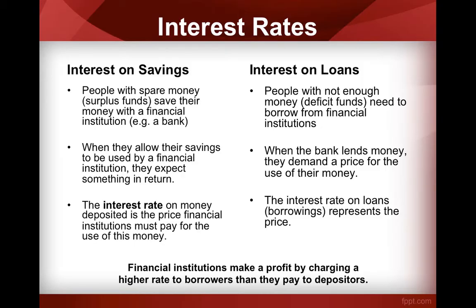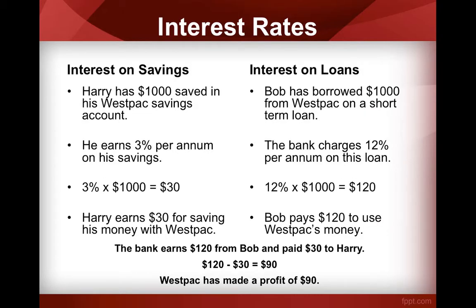Banks or financial institutions make a profit by charging a higher rate to borrowers than they pay to depositors. So banks make more money because they charge higher interest rates for lending money to people than they pay on money people put in the bank. So that's how they get money.